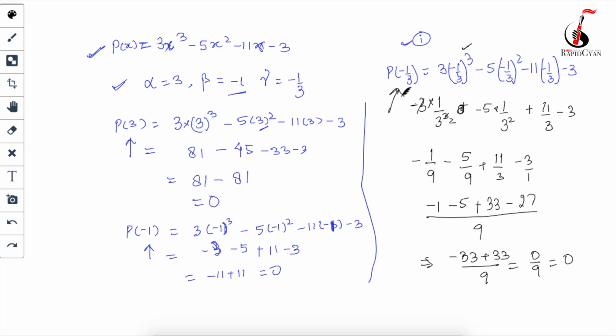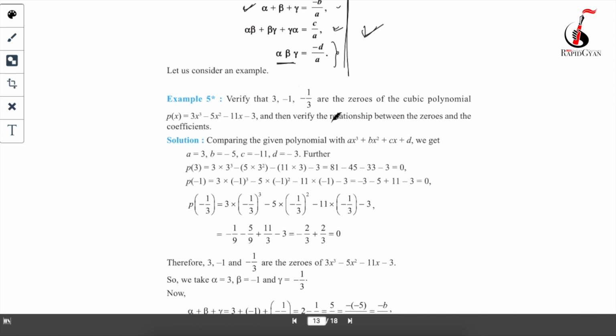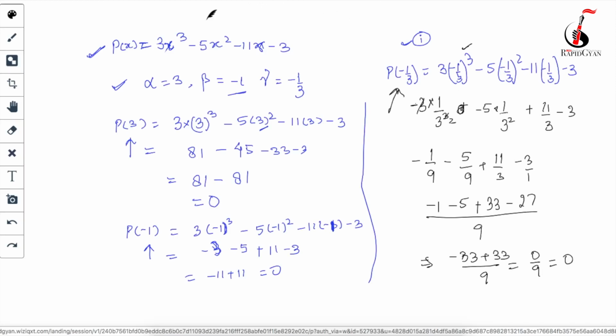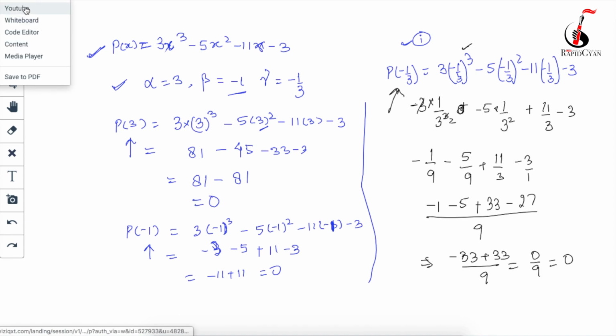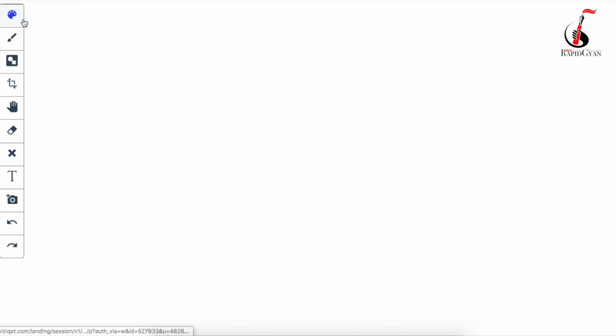So now we have verified that 3, minus 1 and minus 1 by 3, all three are zeros of the polynomial. Okay guys, so now what is the next part of the question saying? The next part of the question is saying that verify whether the relationship between the zeros of the polynomial is correct or not. Means you will have to find the value of alpha plus beta plus gamma, alpha into beta into gamma, and alpha beta plus beta gamma plus gamma alpha.